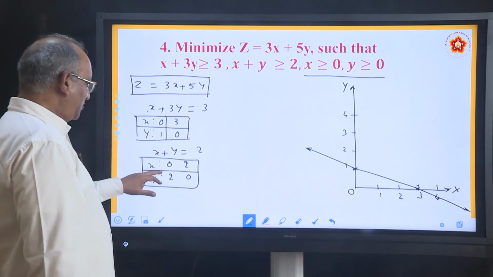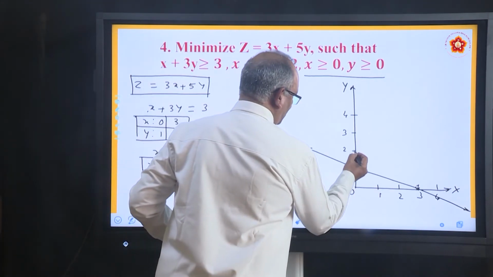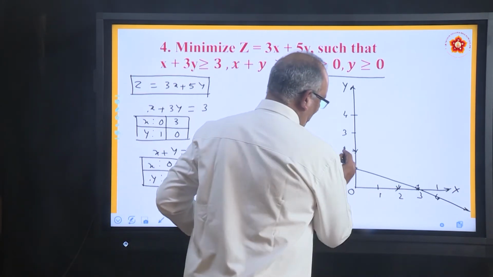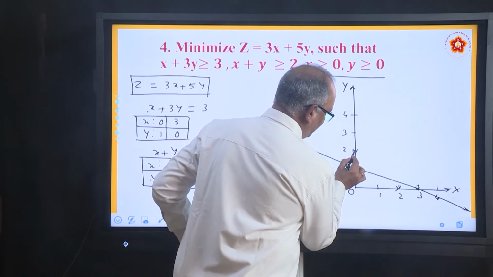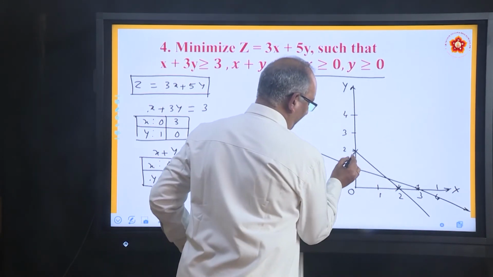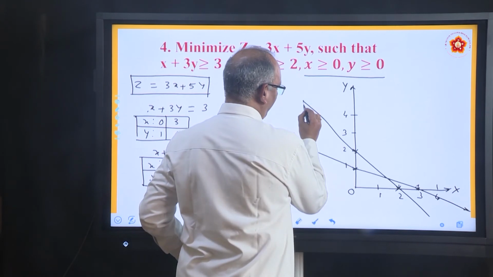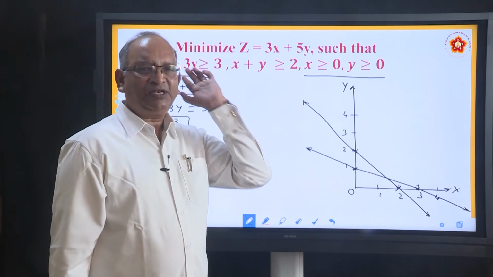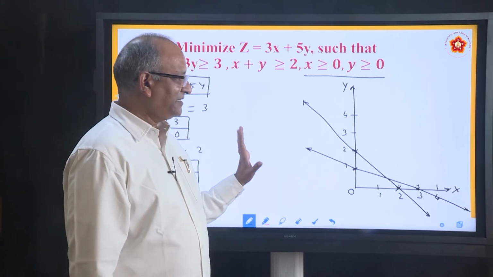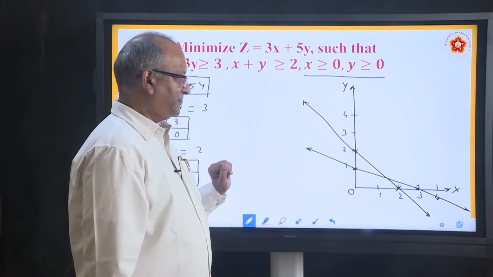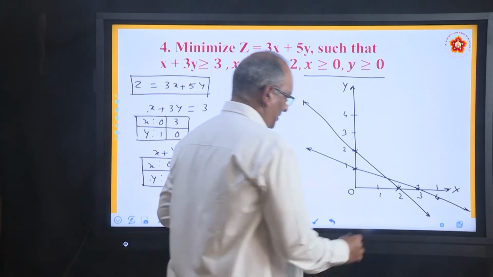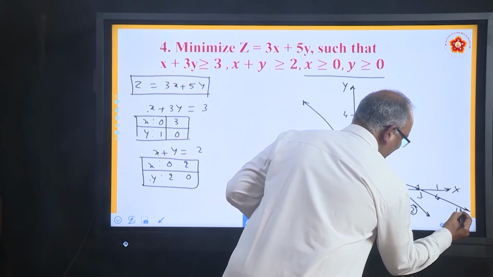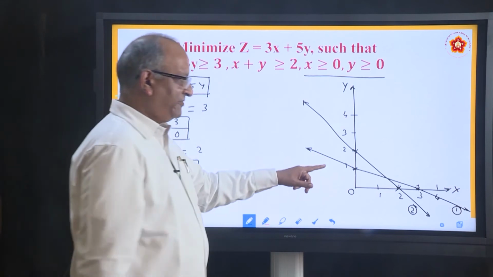Next, x is 0, y is 2, and x is 2, y is 0. So, this is the next line. Join these two points as you joined that. When you draw it with the help of a scale and pencil, you will get it straight. You don't need to worry, just try to understand. This is the second line, this is the first line. You can even write the equations.